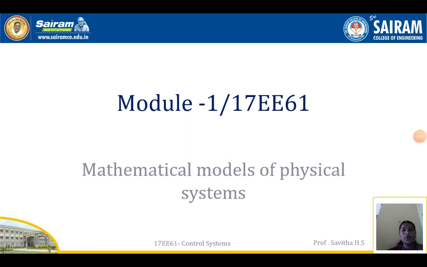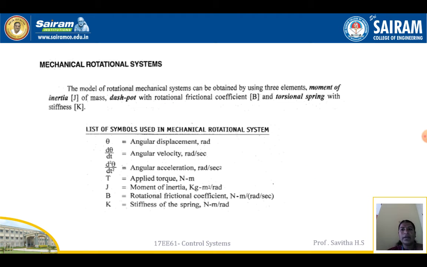We continue module 1, that is mathematical models of physical systems, a mechanical rotational system. So we completed the translation system, then we'll be coming across the mechanical rotational system. The model of a rotational mechanical system can be obtained by using three elements, that is moment of inertia J of mass, dashpot with rotational frictional coefficient B, and torsional spring with the stiffness K.